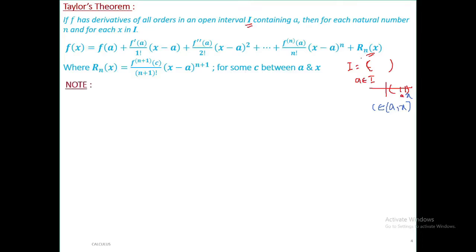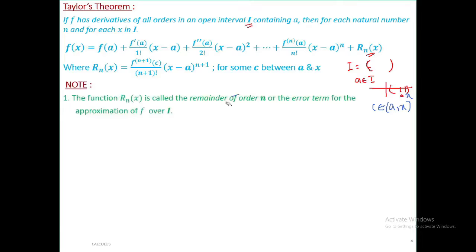We'll get into it in detail. Just try to understand what I'm saying. Look at the first note. The function Rn of x is called the remainder of order n, or the error term for the approximation of f over the interval I.